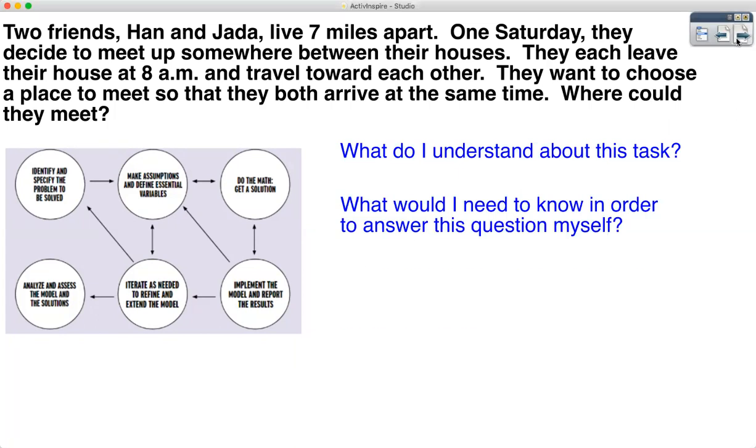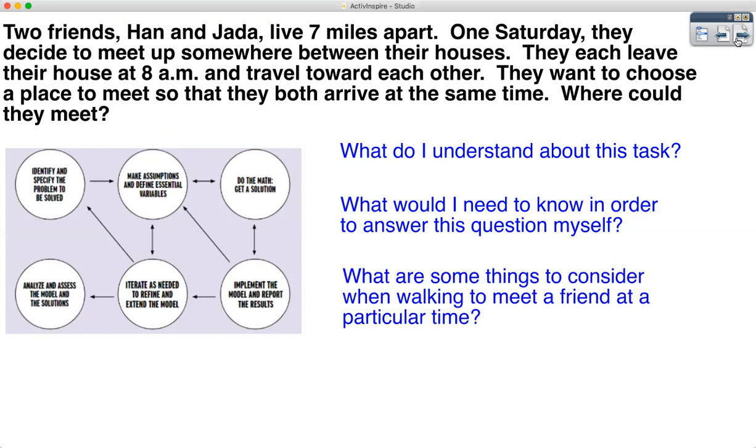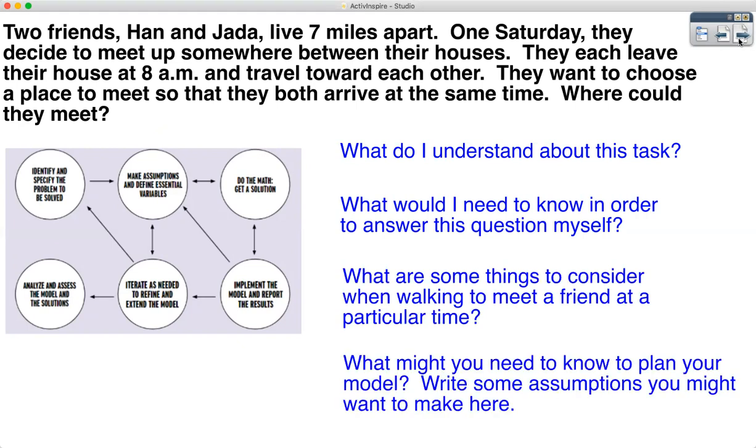Okay, next, what are some things to consider when walking to meet a friend at a particular time? And then what might you need to know to plan your model? Write some assumptions you might want to make here. So again, we're focusing on these two items over here. I'm not going to be giving you any answers, because these are really up to you. So I encourage you to pause the video for as long as you want and think through these questions in order to help you get the information that you need to create a model later on.